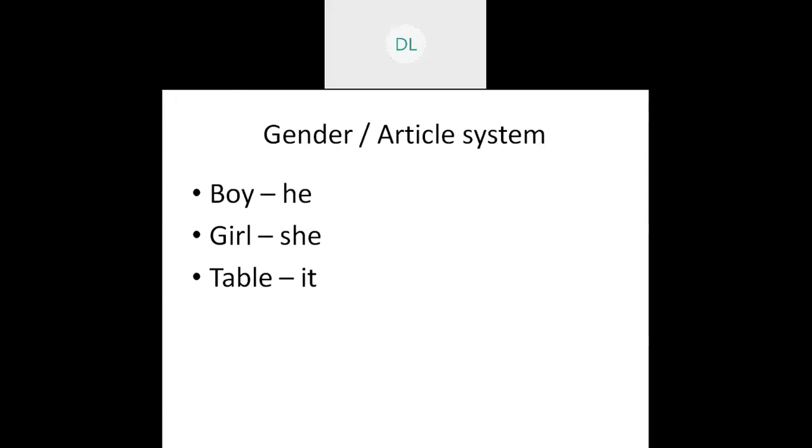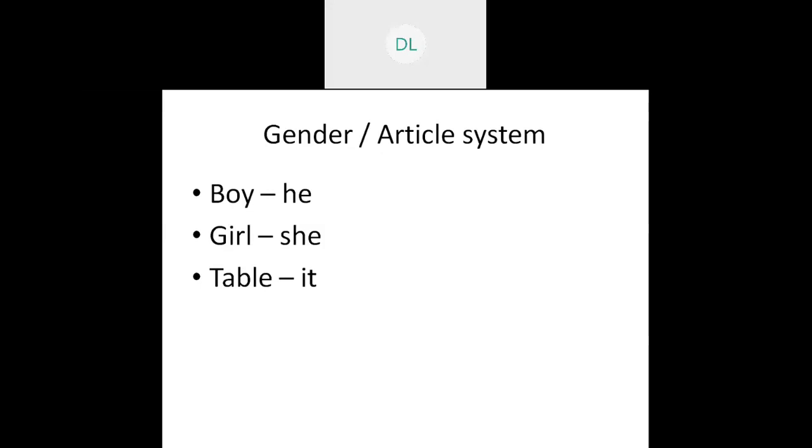I'm repeating. I was making n number of sentences with the boy. The boy goes to school. The boy eats an ice cream. So what am I using in place of boy? I will be using he. On the same lines, the girl eats an ice cream, the girl wears a blue dress. I'll be using she. On the same lines, the table is round in shape, the table has four legs, the table is black in color. What I'll be using in place of table will be it.